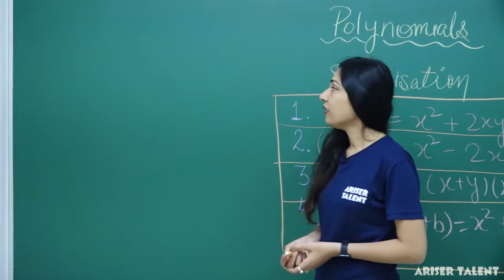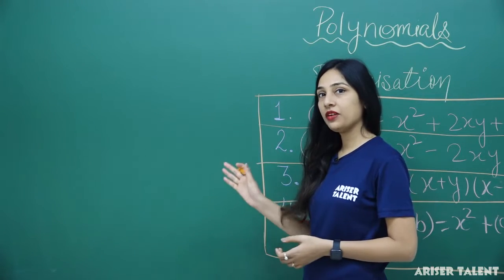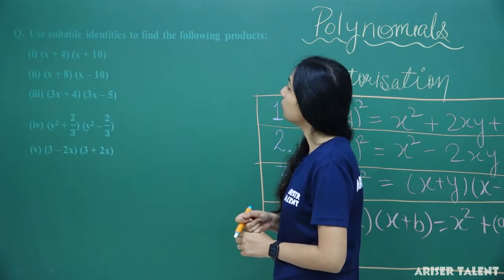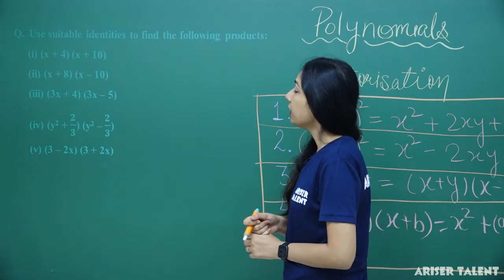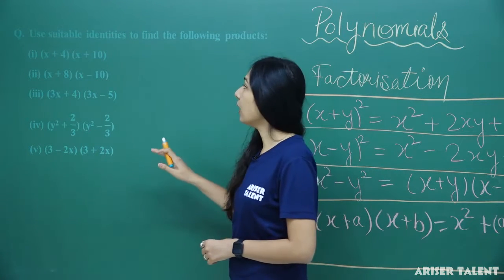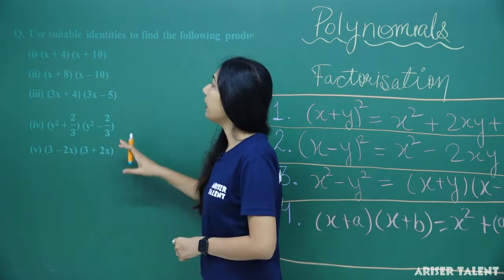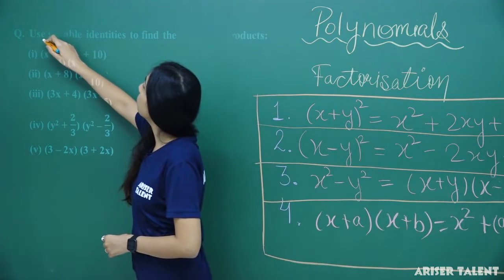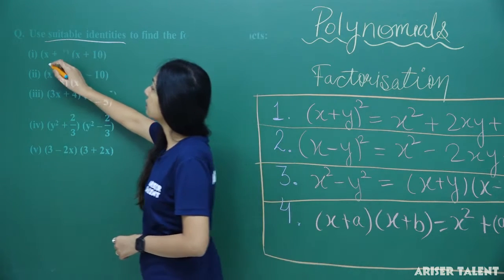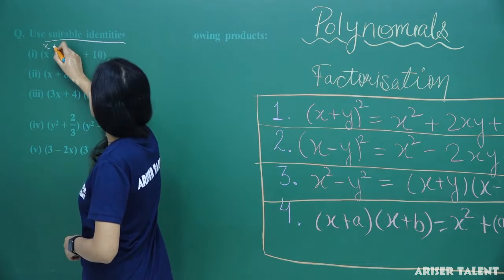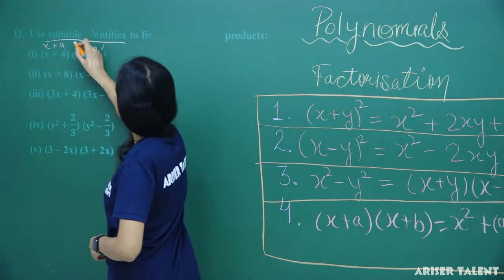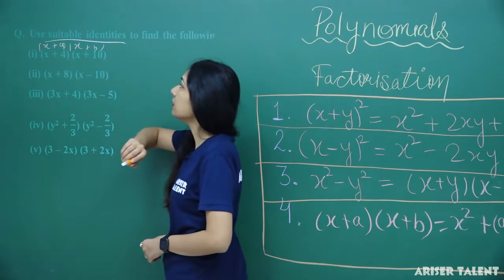So we will have some questions over there, and one by one we will discuss them. Your first question is: use suitable identities to find the following products. You have these 5 questions and you have to find the answers using suitable identities. If I say this is x and this is a, and again this is x and this is b, then I am getting (x plus a)(x plus b).